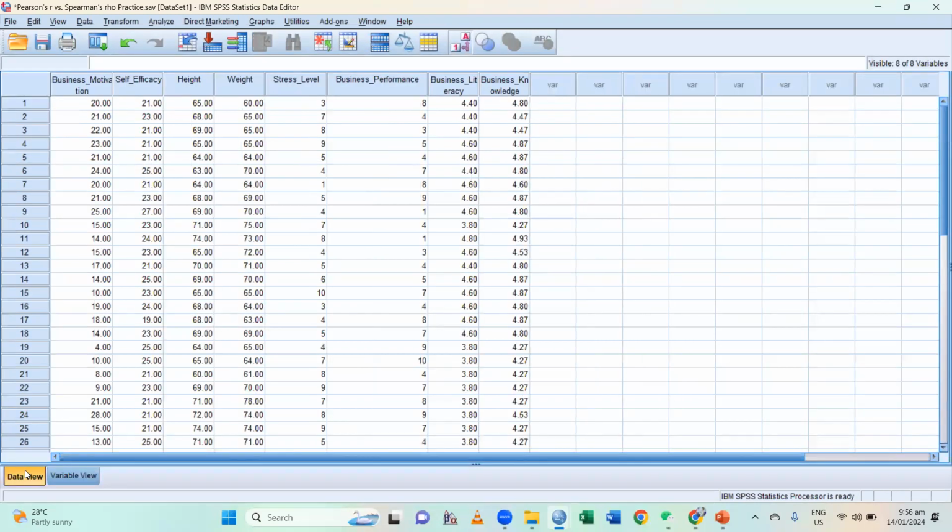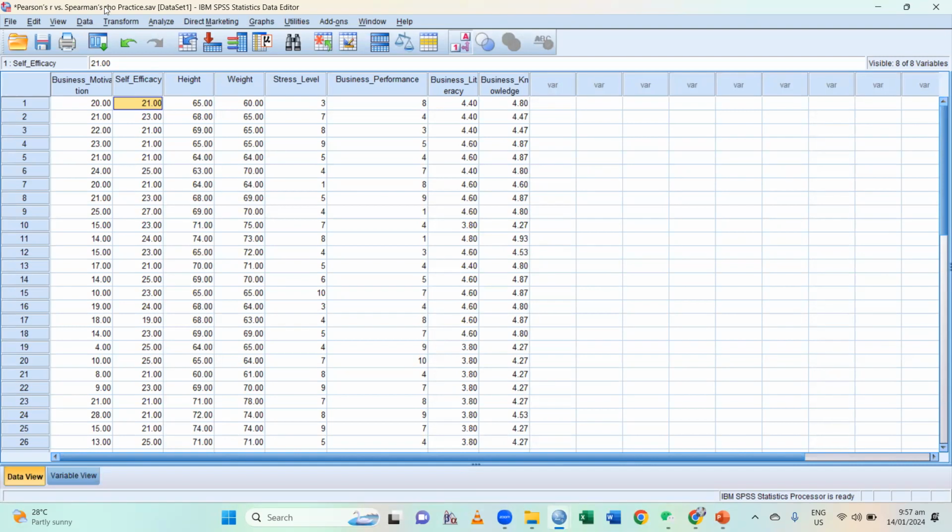Take note as well that if we are going to place the data in SPSS in the data view, make sure that the data is paired. So it's understood that respondent number 1 has a business motivation score of 20 and his or her self-efficacy score is 21, and so on. This is paired data, so make sure that for every respondent, his or her business motivation is matched with his or her self-efficacy.